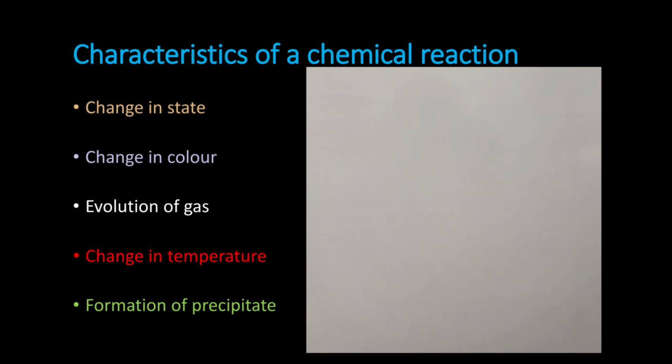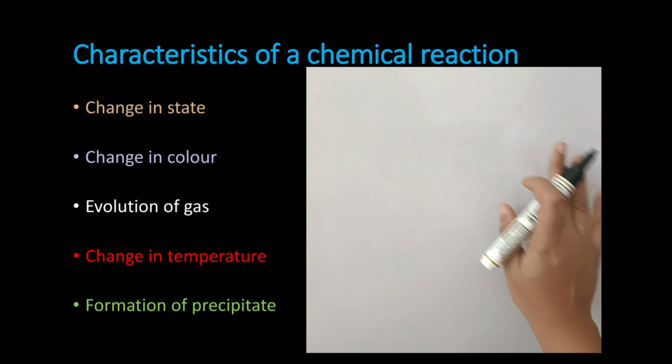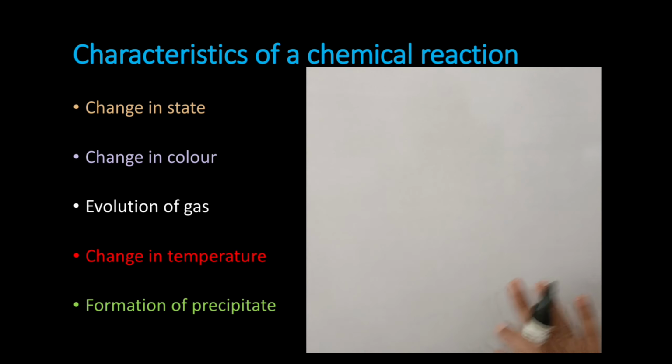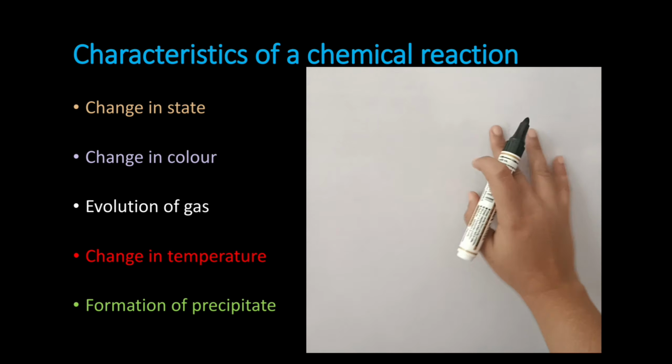So the characteristics of a chemical reaction: the first is change in state. If there is any change in state, like solid getting converted into liquid, liquid to gas, right? So if there is any change in state, it is evidence that some chemical reaction might have occurred. For example, everybody gets confused with a classic example which depicts both physical and chemical change.